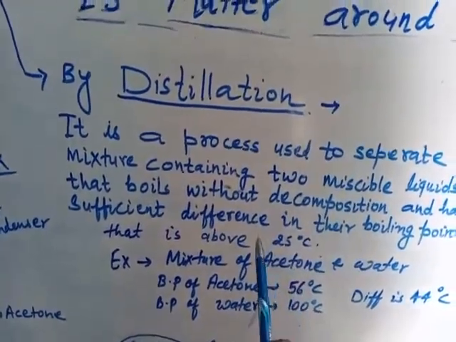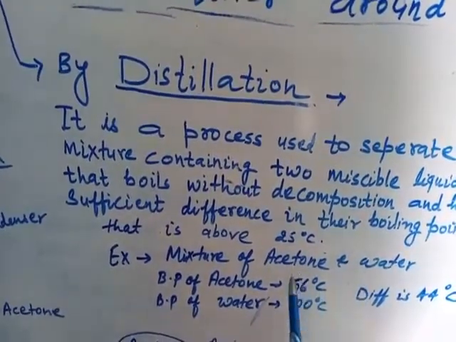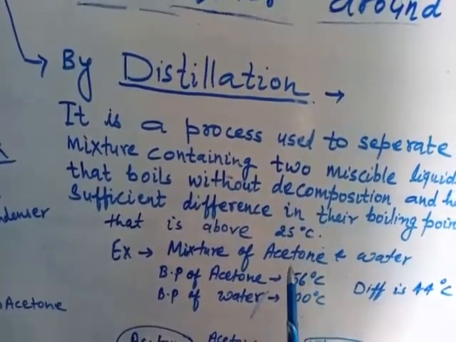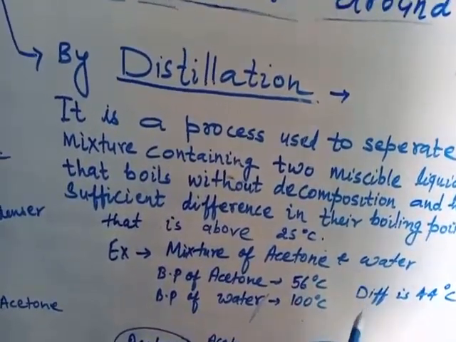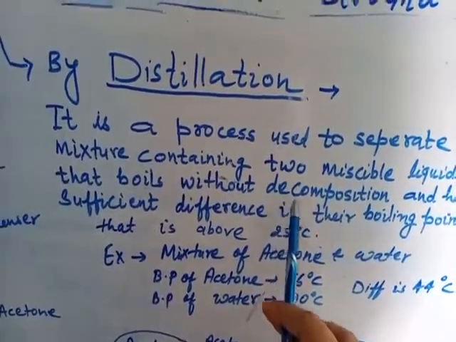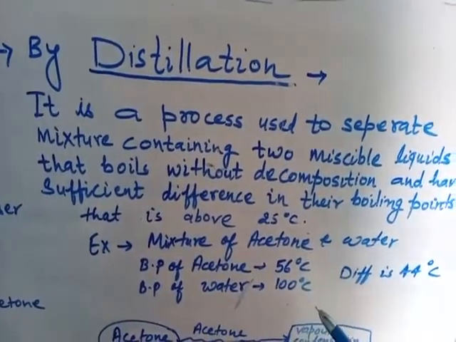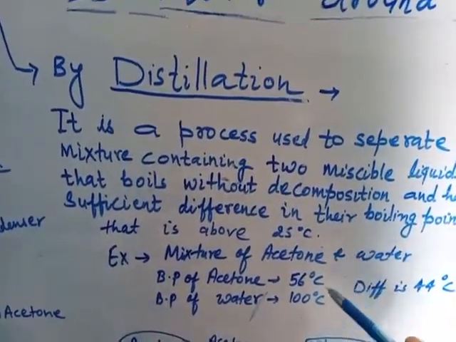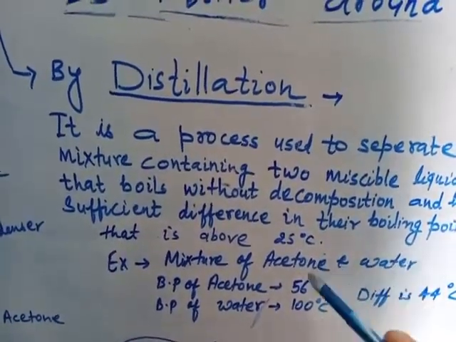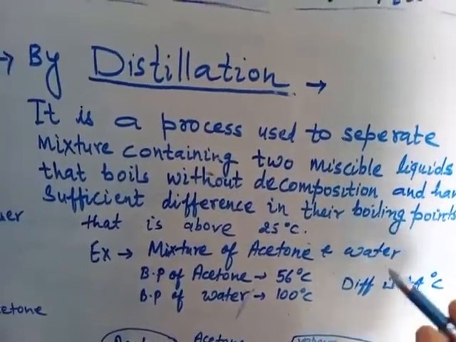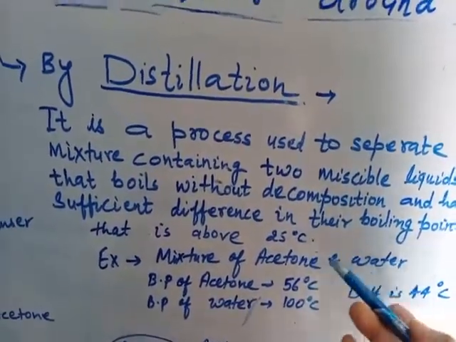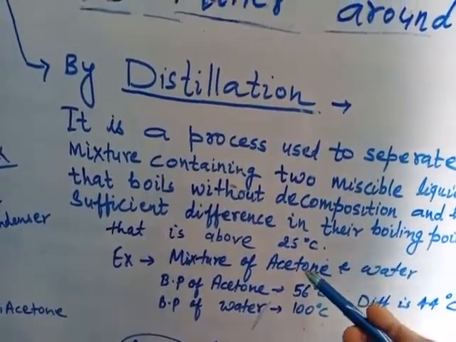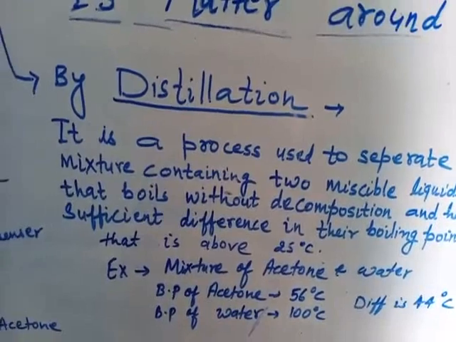The third criterion is that the miscible liquids present in the mixture should not undergo decomposition on heating. That means when acetone and water are heated, they should not change their chemical composition during heating. So only those types of miscible liquid mixtures can be separated by the distillation process.